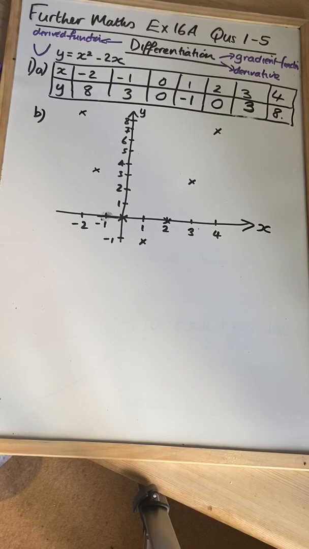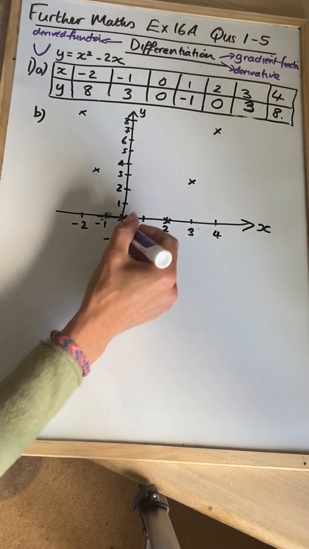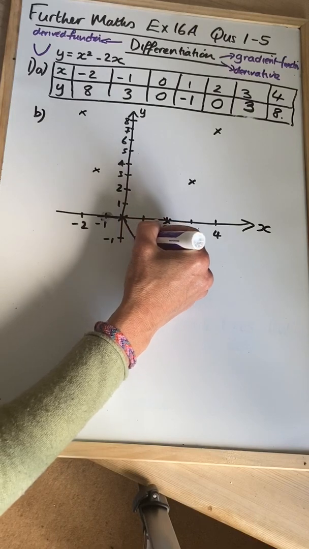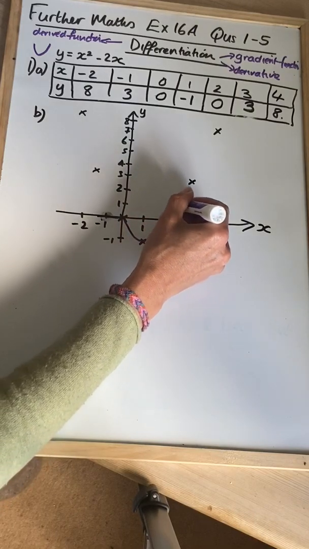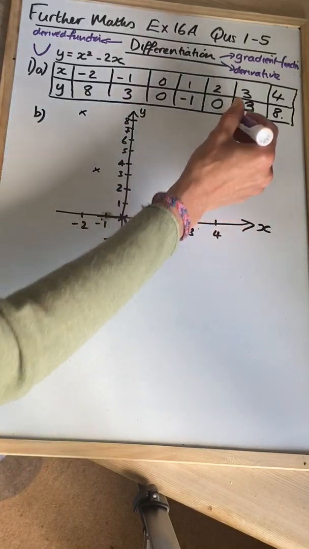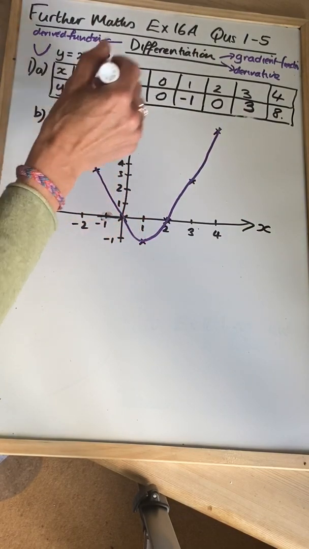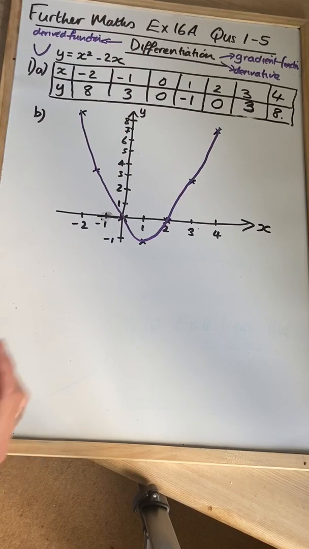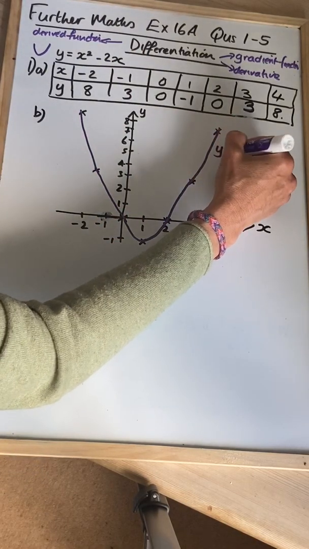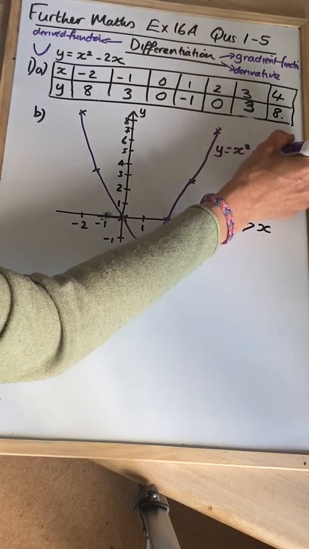Okay, so remember that when we're trying to draw a quadratic, we've done this before, we try and make it a nice smooth curve. Try not to make it fat-bottomed or flat-bottomed or pointy-bottomed. Try to make it a nice smooth curve. That's probably as good a job as I'm going to do. So this is the curve y equals x squared minus 2x.